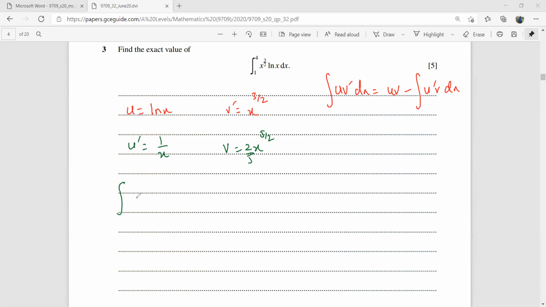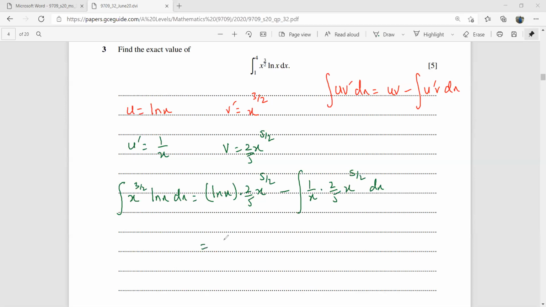For a moment, let me ignore the limits over here and focus on this integration. So we have uv, that is going to be ln x. Put them into the brackets. This is really dangerous, to write the things with the ln or the things with the sine, cos, tan without using the brackets. You might mix them up. This is x raised to power 5 by 2 minus, now the ln x derivative is 1 over x, and times this 2 by 5, x raised to power 5 by 2 dx.